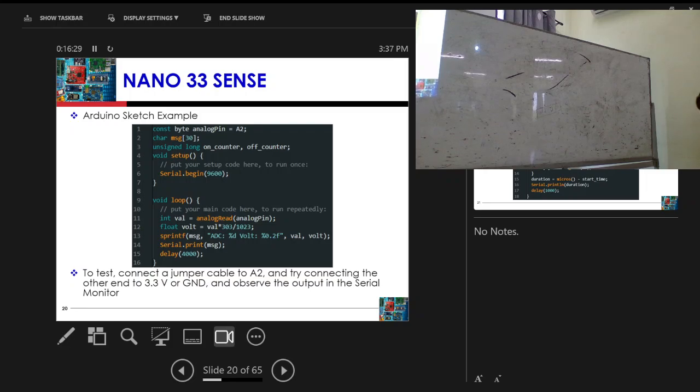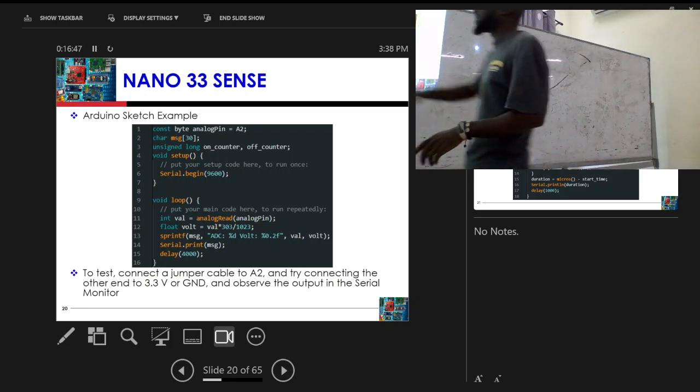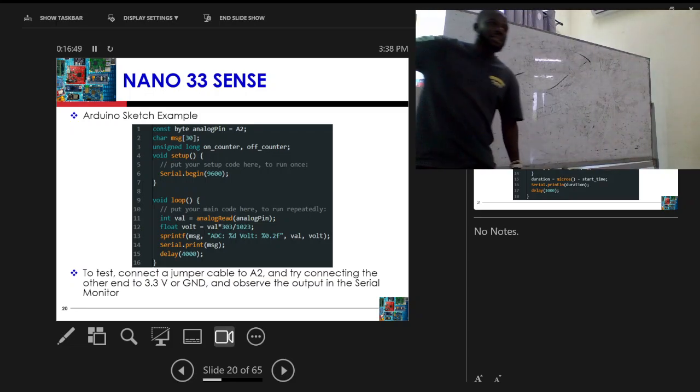So this is very, very technical here. What does 1023 mean? The value here. What does it mean? The reference to that. The five volts isn't really there. So here this is actually 3.3.